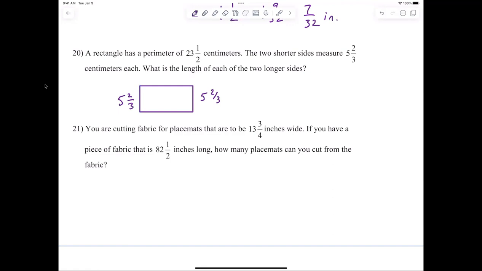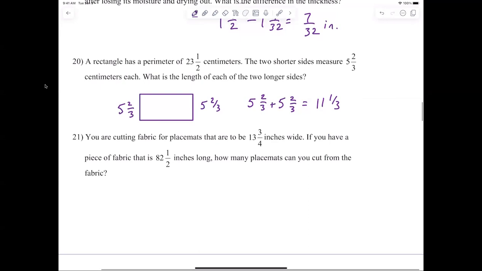Yes, correct. Everybody add. He said something perfect. 5 2/3 plus 5 2/3. Jackson, tell me what that is. 11 and 1/3. Very good. Okay, so the total length so far is 11 1/3. Now what? Very nice. Now he's subtracting 23 and 1/2 minus 11 and 1/3. Tell me what that is. 12 and 1/6. Is that the answer?